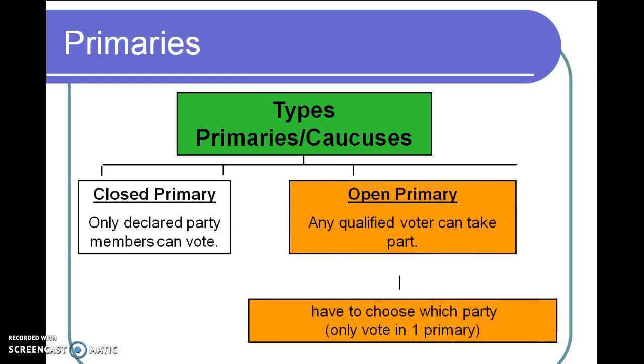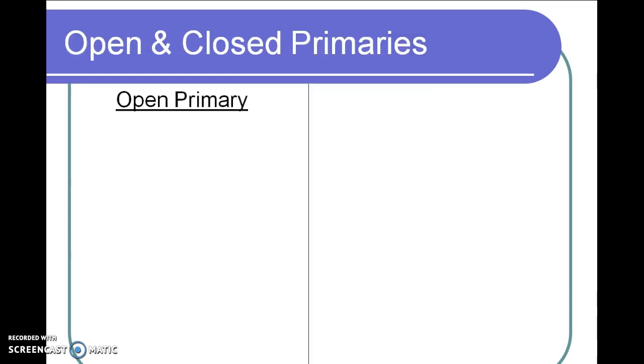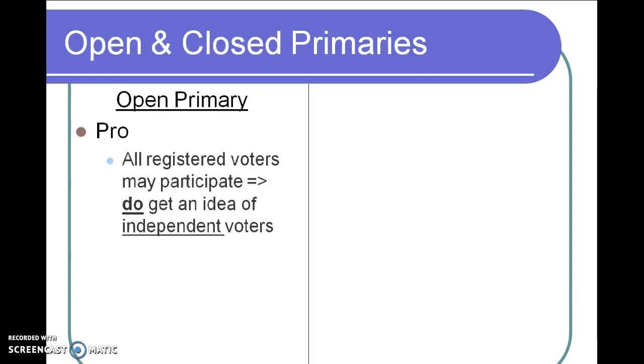Open primaries, as long as you're a registered voter, you may take part. You may only participate in one election. So when you get to the polling place, you would have to choose the Democratic ballot or the Republican ballot. But you don't have to be registered to either party so that independents, people like myself, may vote. What are the advantages of having an open primary?